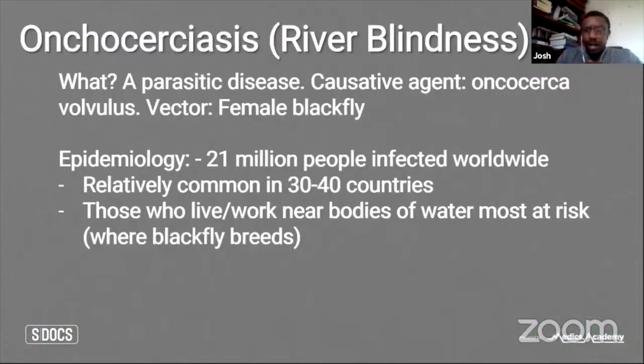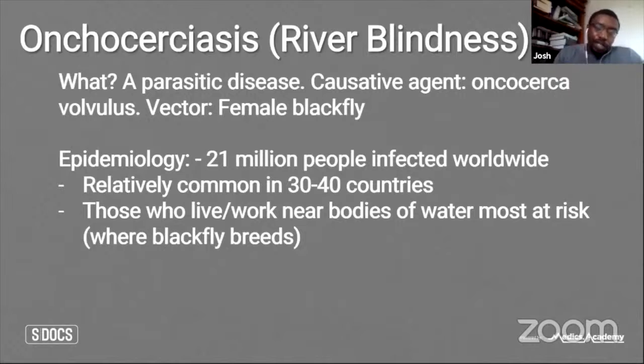What is onchocerciasis? It's a parasitic disease. The causative agent is Onchocerca volvulus, which is a parasite, and the vector is a female black fly, which spreads the parasite by biting other humans. The parasite then comes into the tissue or bloodstream, and once it's inside the body, it lays multiple offspring, and they travel in the bloodstream to where they're going to cause lots of issues, but we're going to be focusing on the eyes today.